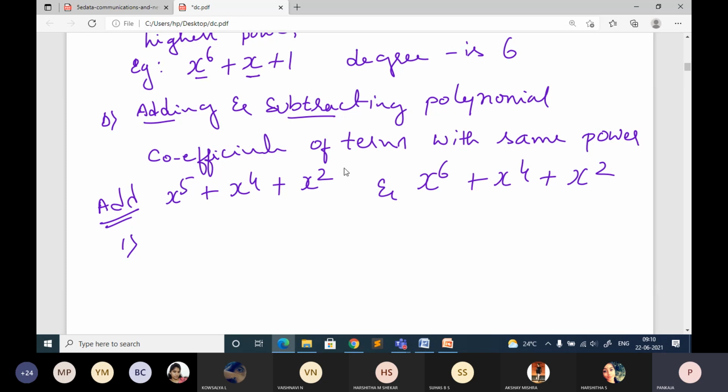If you consider that rule and observe these two, this term and this term are the same, so just cancel it, and this one and this are the same, so cancel it. The remaining terms you just write as they are, that is x power 6 plus x power 5. Here x power 4 and x power 2 are deleted because these two terms are matching in the two polynomials.